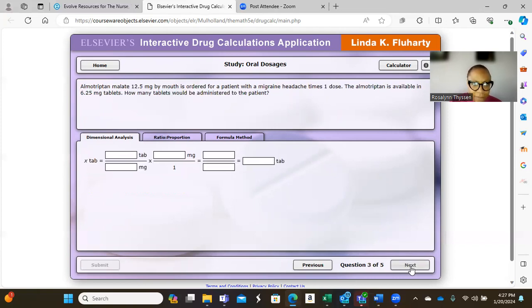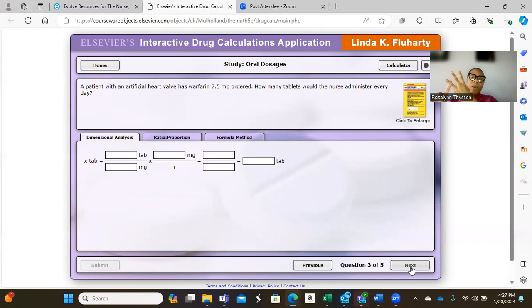Let's see. Let's do this one. All right, this one we've got to look at it later. But again, same 3 questions: What am I looking for? What do I know? What do I need? All right, so we have a patient with an artificial heart valve who has warfarin 7.5 milligrams ordered. How many tablets would the nurse administer every day?